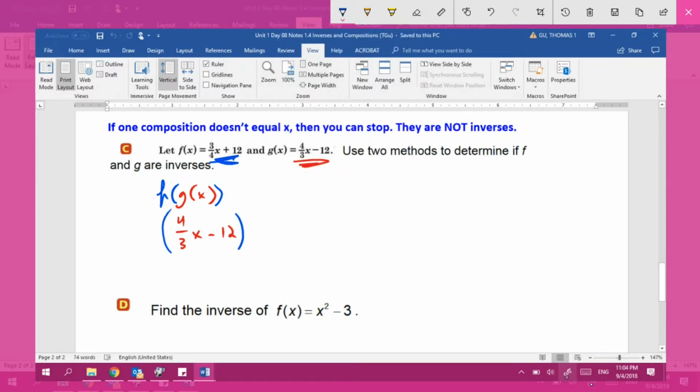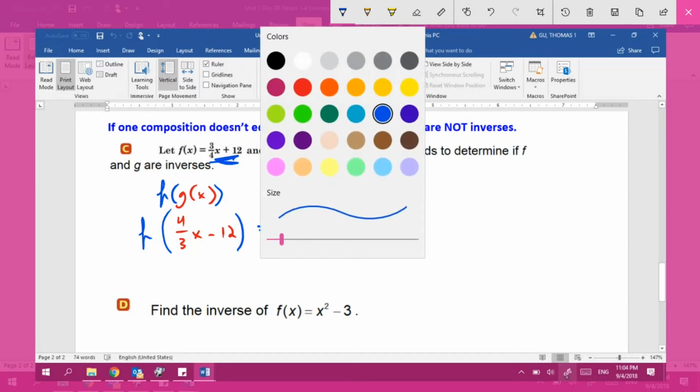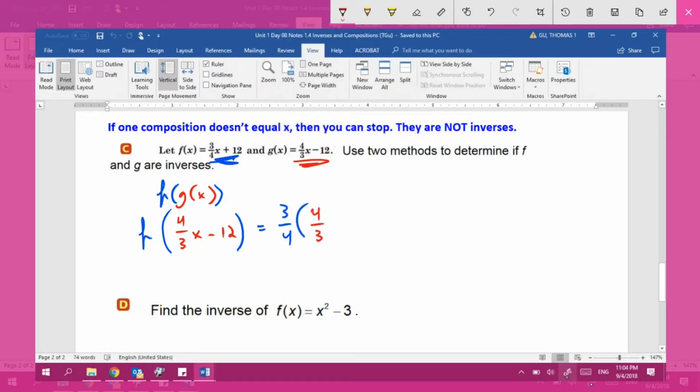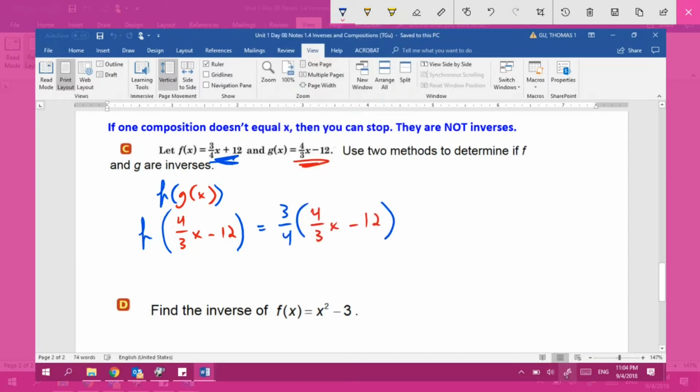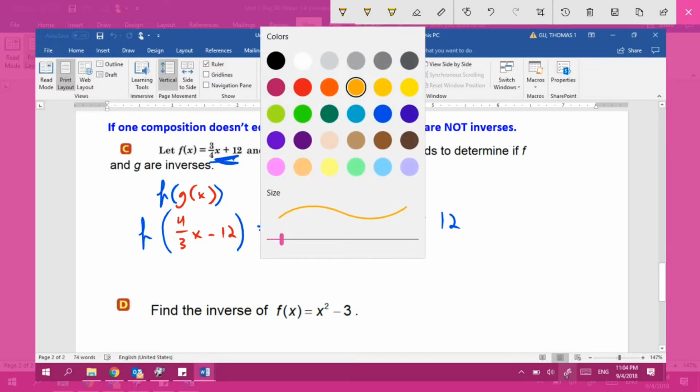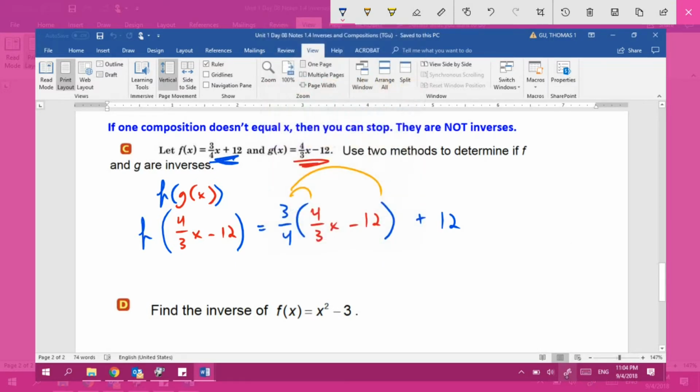Still got the f now, and now let's replace in the f function. So we've got 3 over 4 times 4 over 3x minus 12, close parentheses, and then we've got the plus 12 at the end. All right, here we go. Let's distribute first of all. Boom, here we go, boom and boom. 3 over 4 times 4 over 3.